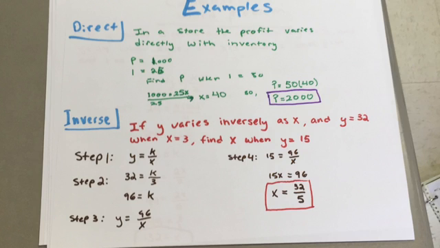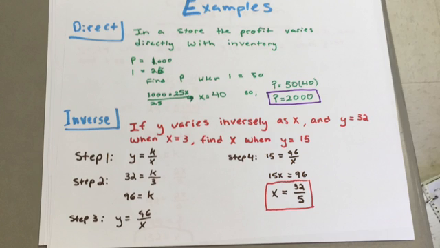Alright, so for direct, the question is, in a store, the profit varies directly with inventory. What you really do is just find what the variables are with the equation. So P is 1,000, I is 25. You want to find P when I is 50. So you're really just doing a proportion and multiplying it by 40. So P would be 50 and then times 40, and you get 2,000.